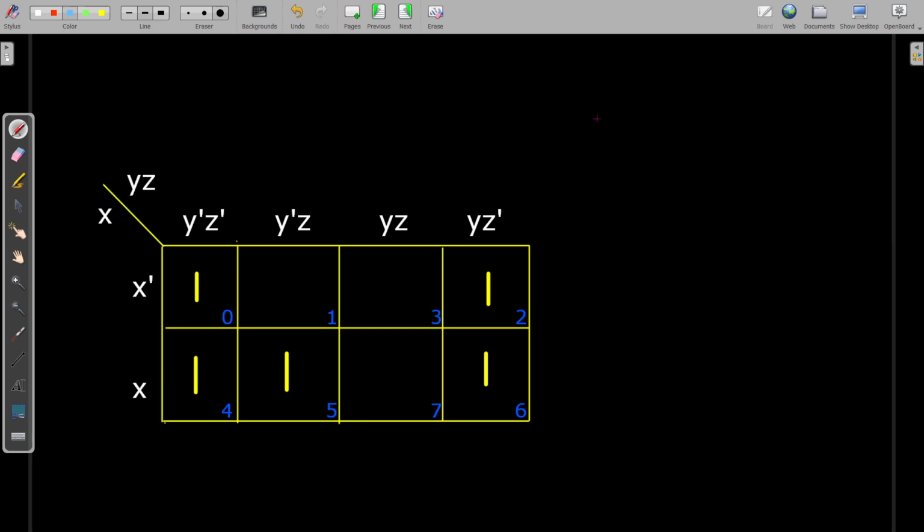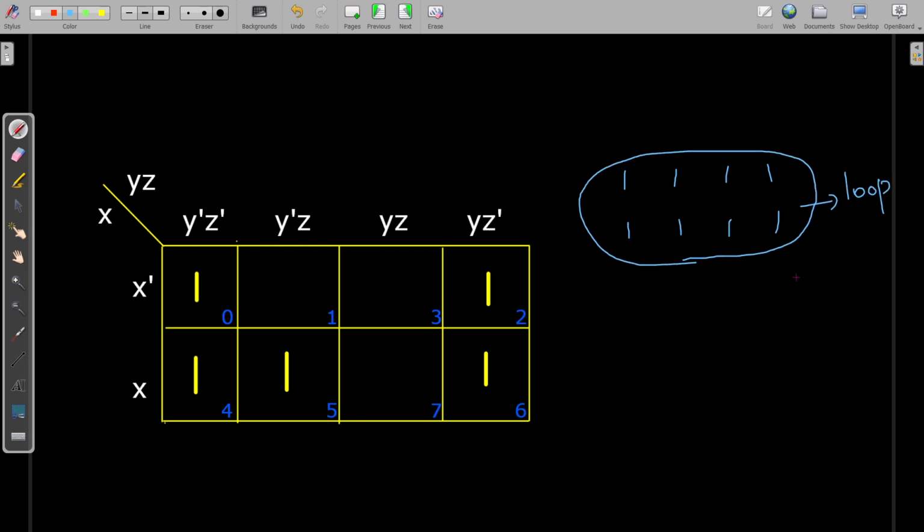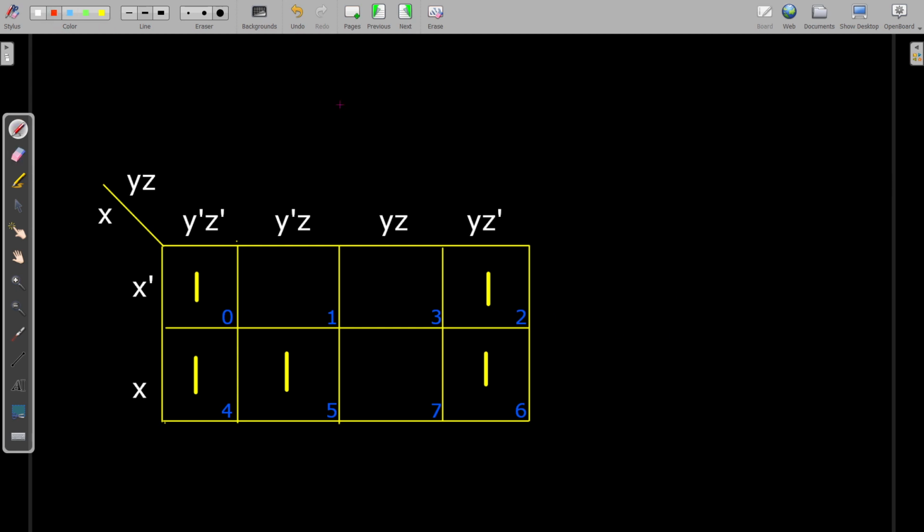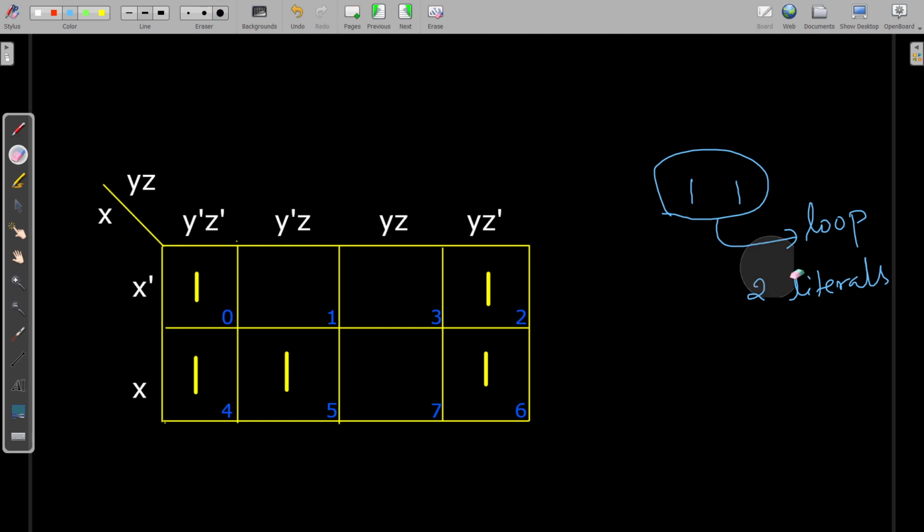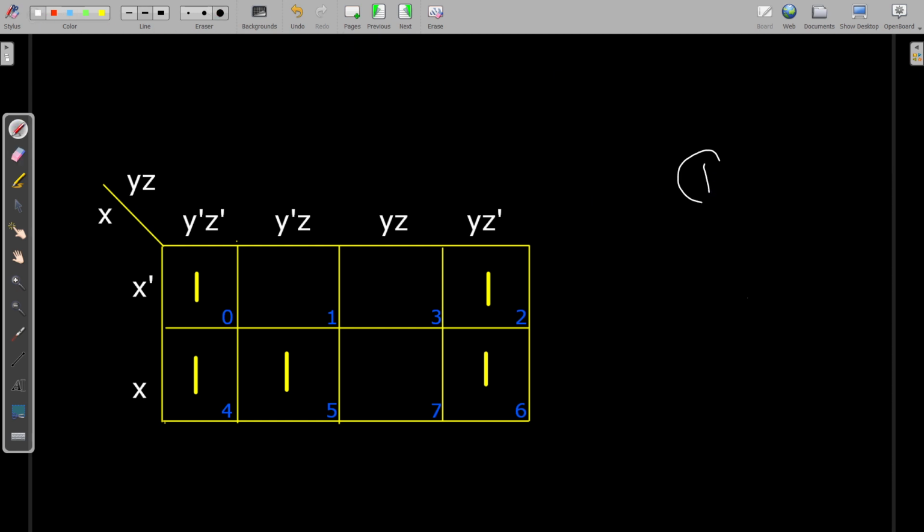Another thing you should know: if all the cells have ones, they can be combined as a single loop and you will get the simplified expression 1. If 8 ones are not available, then we can go for 4 ones, which can be combined as a loop and give an expression with a single literal for this 3-variable K-map. If 4 adjacent ones are not available, then you can go for 2 ones, which form a loop and give 2 literals. If this is also not possible, then only we go for a single one forming a loop, expressed with 3 literals. So these are all the possibilities.